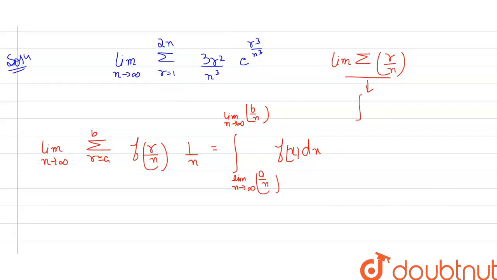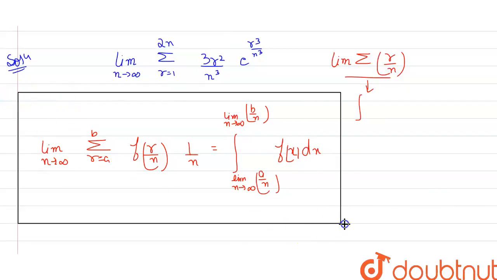So let me highlight this part, the general case one should remember. In this given question, you can notice one thing: what is the a value here and what is the b value here? We can see that a is 1 and b is 2n. Also, this function says that x is equal to r by n.